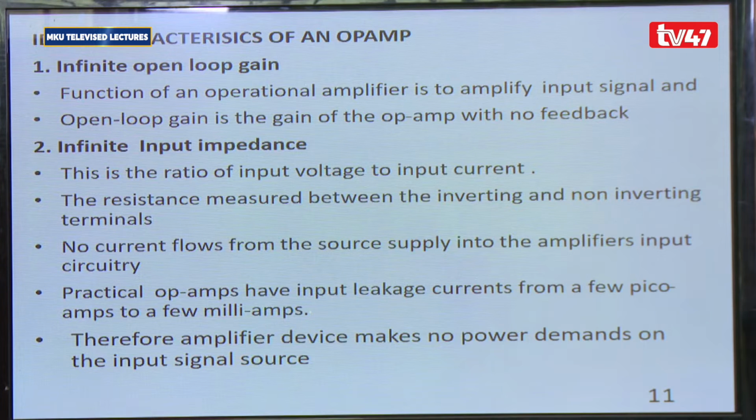Now we look at the ideal characteristics of an operational amplifier. An ideal operational amplifier is one that does not have any kind of feedback circuit, or rather there is no fraction of output voltage or signal taken back to the input. When you talk about feedback, it is whereby a signal from the output is sampled and taken back to the input. So such an op-amp doesn't have feedback. Characteristic number one: infinite open loop gain. An operational amplifier is an amplifier that has a very high gain.